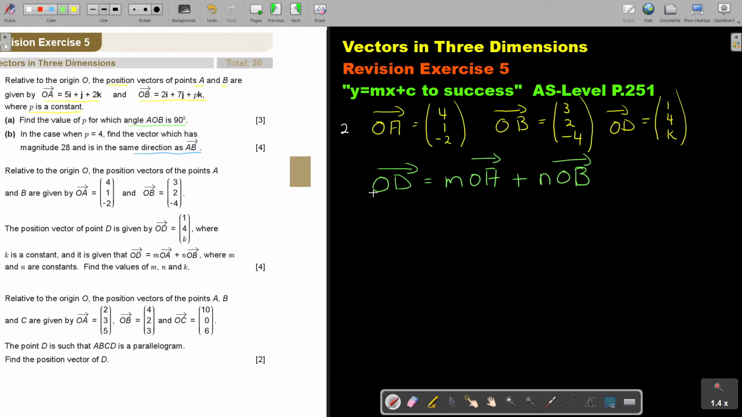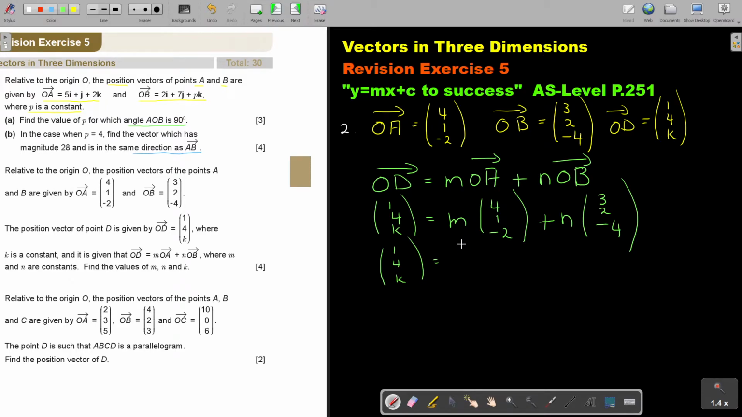Okay. So for OD, I'm filling in 1, 4, K equals m times OA, 4, 1, negative 2, plus n times OB, 3, 2, negative 4. Okay. Now I'm going to form my statements. Before I form it, it's actually obvious, but I'm still going to do this.